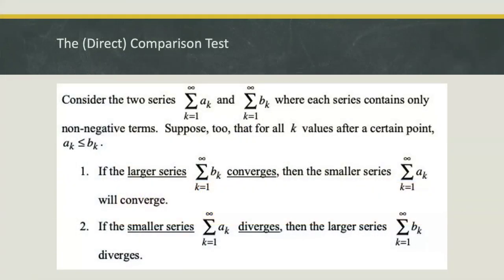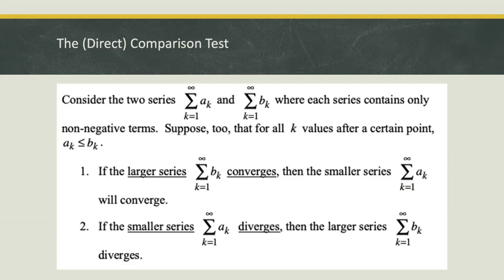We need to have two series. We're going to call them one given by the summation as k goes 1 to infinity of a sub k, and another that goes 1 to infinity of b sub k, where each series contains only non-negative terms. Suppose also for all values of k after a certain point, we know that the terms of one series are always less than or equal to the terms of the other series.